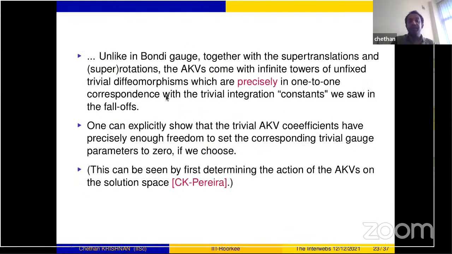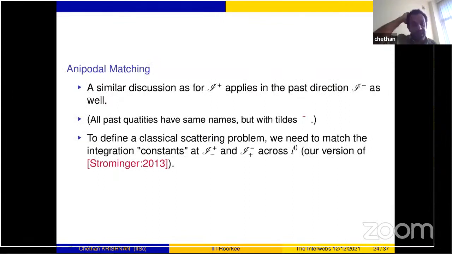The one difference when we get the BMS algebra is that, unlike in Bondi gauge, together with supertranslations and superrotations, these asymptotic Killing vectors come with infinite towers of unfixed trivial diffeomorphisms, which are in one-to-one correspondence with the trivial integrations that we saw when solving the falloffs. One can explicitly show that these trivial AKV coefficients have precisely enough freedom to set the corresponding trivial gauge parameters to zero if we choose. That is another reason to be convinced that they are just trivial diffeomorphisms.